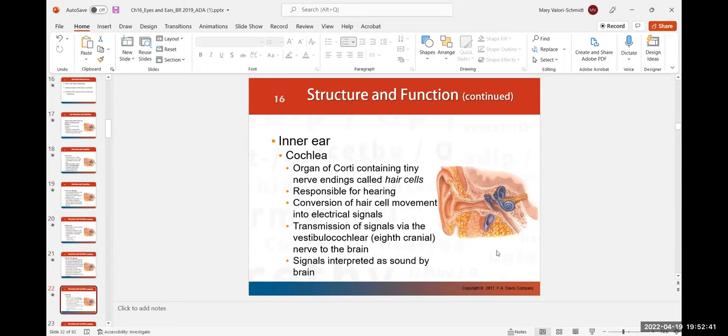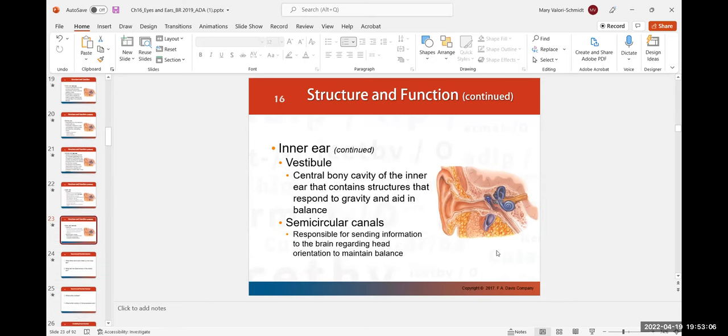And then in the inner ear, you have the cochlea, the organ of Corti, which has little tiny nerve endings. They're called hair cells, and they're the ones that take the movements and turn them into electrical signals. And the signals go through the vestibulocochlear nerve, which is the eighth cranial nerve, to the brain. And then your brain says, oh, I know what I'm hearing: music, or I'm hearing Miss Mary gab.